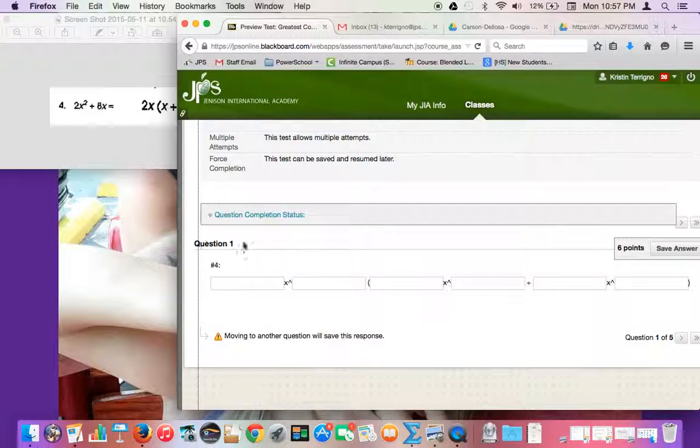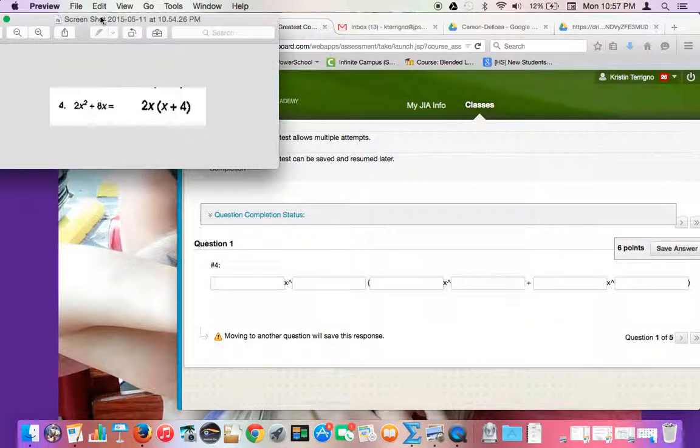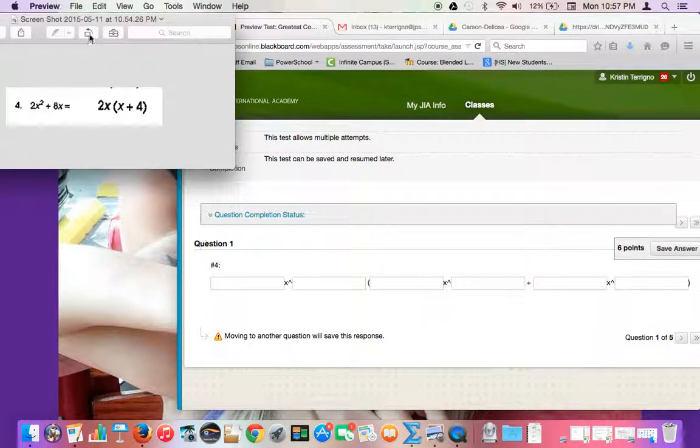So for example, this is the very first question. It's asking you for what you got as an answer for number 4. And if you're watching this video, yes, you're getting a total freebie here because I'm going to tell you that the answer for number 4 is what's showing up over here in the upper left of my screen. It should be 2x times the quantity x plus 4.